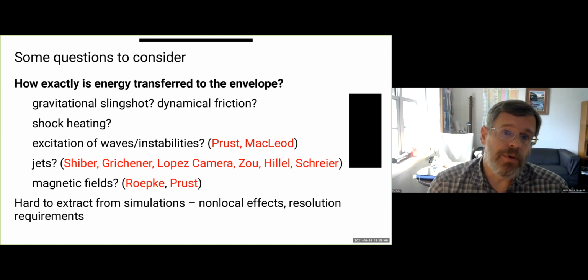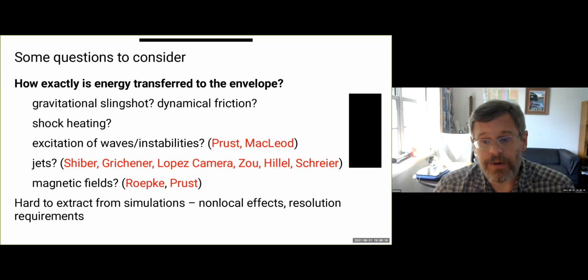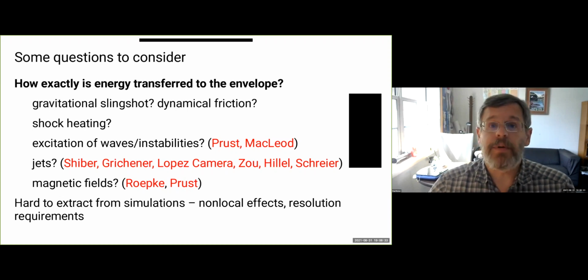Some of them are non-local, and of course with convection or with excitation of very fine scale instabilities, shear instabilities in the wake of the secondary, for example, the companion, the resolution effects can be extreme. So these are a few questions to think about while we listen to the simulation talks in this session, and so we'll start. I'll stop sharing here.